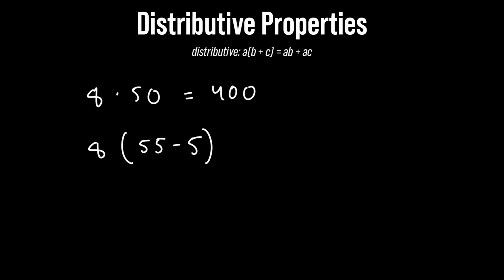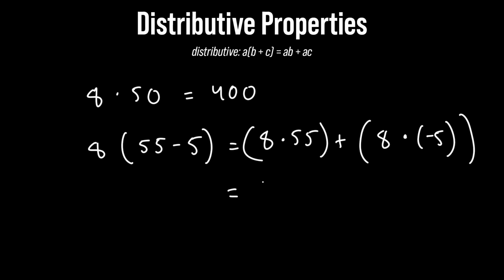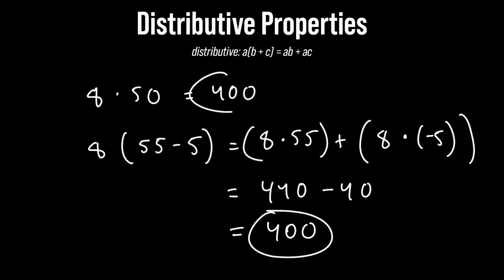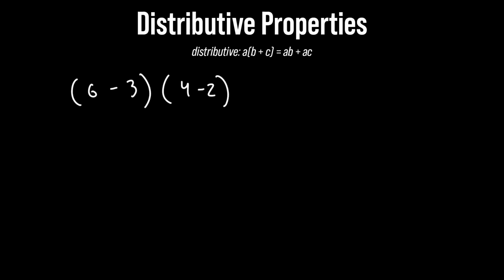Let's see how the distributive property works here. This is 8 times 55 plus 8 times negative 5. 8 times 55 is 440, and 8 times negative 5 is negative 40. So 440 minus 40, this is going to be equal to 400. So as you can see, these expressions are both the same.